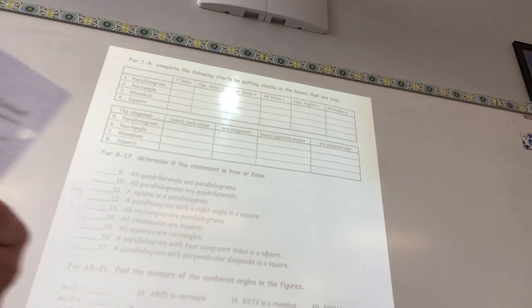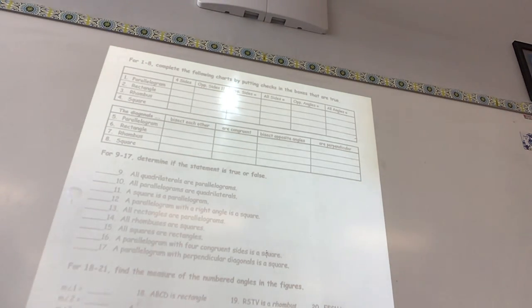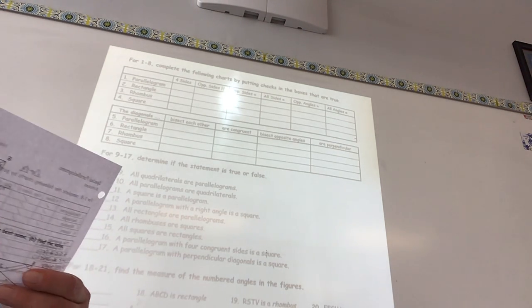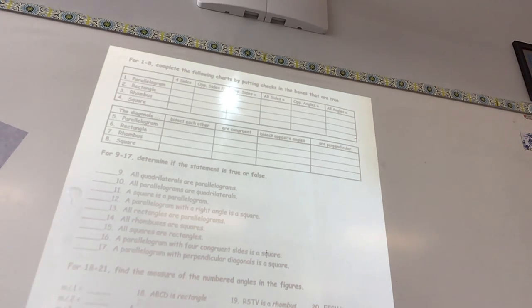rhombus. Square and rhombus only. You got it. Who has opposite angles congruent? All four. And who has all angles in the corners the same? Rectangle and square. Beautiful. Now the 5 through 8 goes with the diagonals.